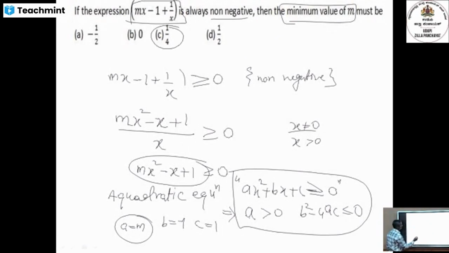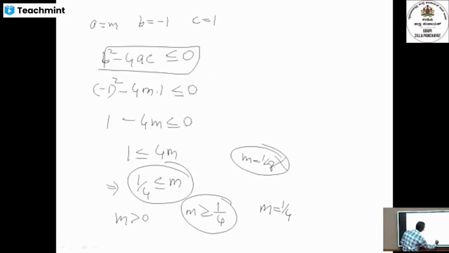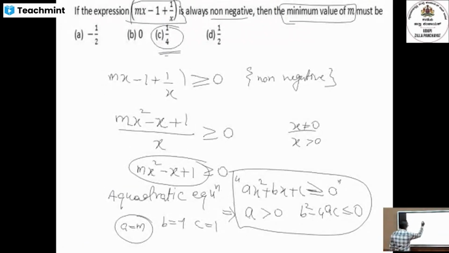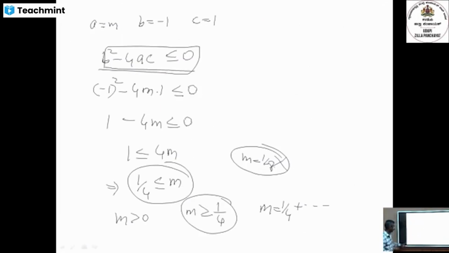So m is equal to 1 by 4 is possible because you saw that m is greater than or equal to 1 by 4. So m is equal to 1 by 4 onwards. What is the minimum value we have to take? m is equal to 1 by 4 is the correct answer. Option 0 looks correct, but it is not correct because of this condition. It violates b square minus 4ac less than or equal to 0.